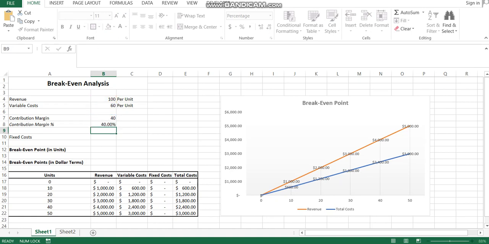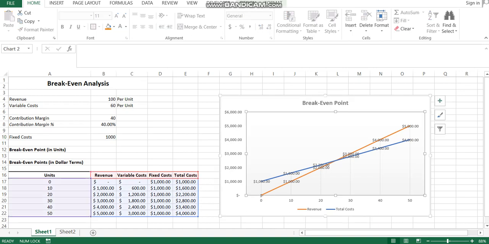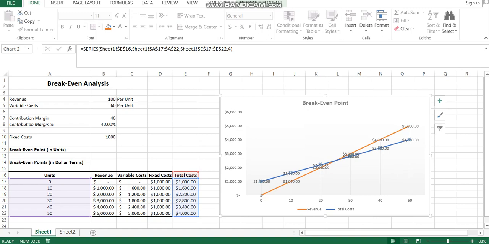Let's also calculate percentage. Now suppose your fixed cost is around $1,000. Now this model is helping you to understand what is our break-even point. By seeing the graph, we can say that somewhere between 20 and 25, I think 25 units is our break-even point, as it can be seen in graph.